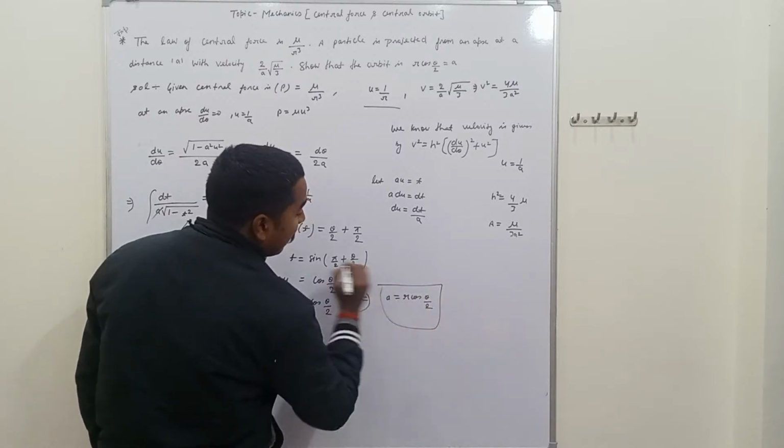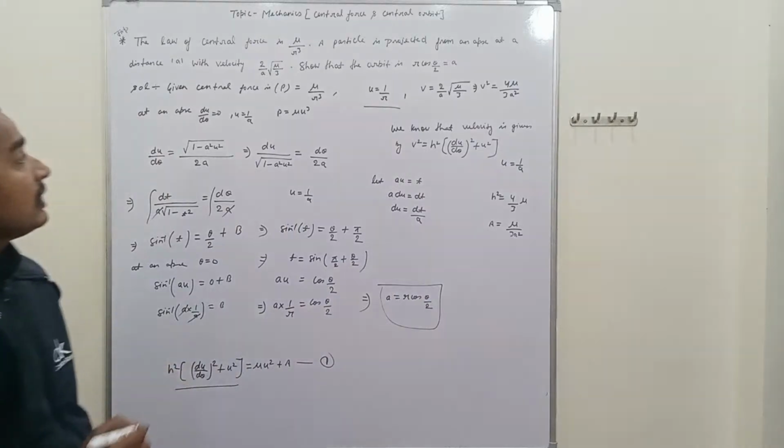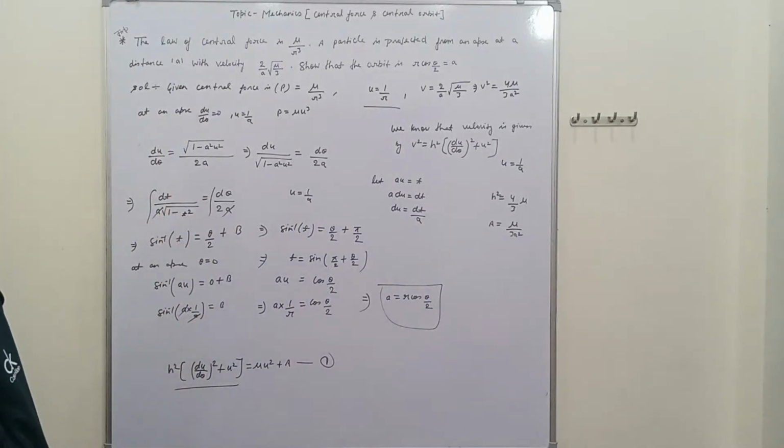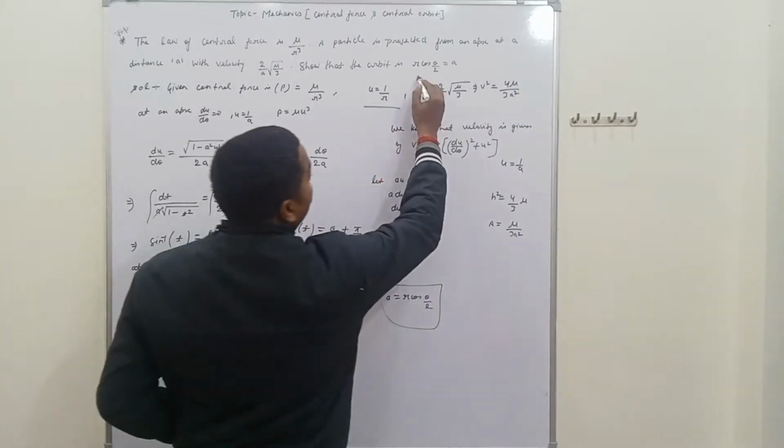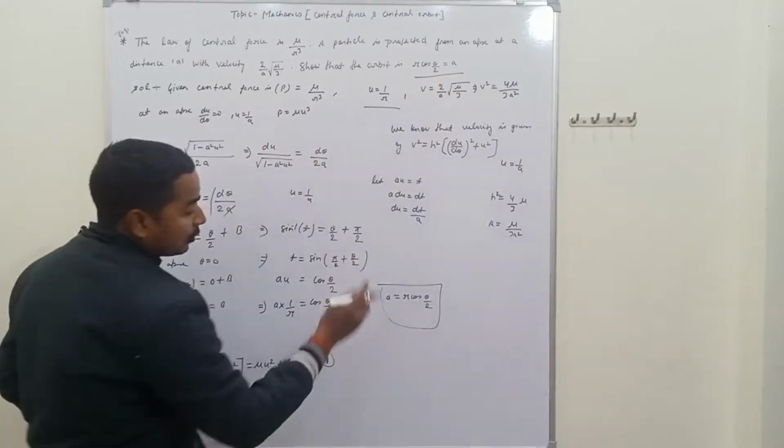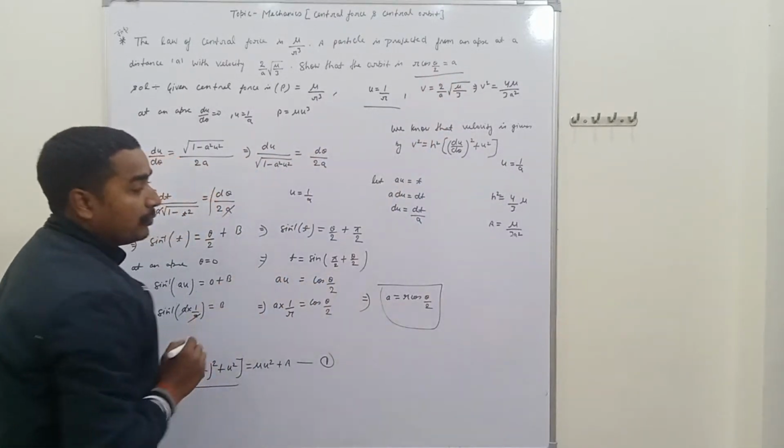This is the required orbit path of the given central force. Here we have to prove r cos theta by 2 is equal to a.